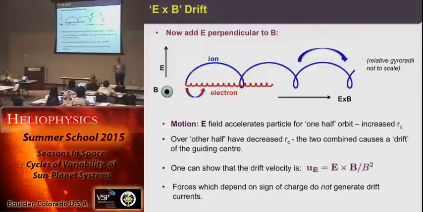And you can convince yourself, if you do the calculation yourself or if you look in a textbook, that the drift of that guiding center, the velocity with which it moves, is related to the cross product of the two fields, and its magnitude is the magnitude of the E divided by the magnitude of the B field. So that tells us that it doesn't matter if our particle is a proton or an electron, its guiding center will drift with the same velocity in this configuration. So this kind of drift will not generate a net current in the plasma.